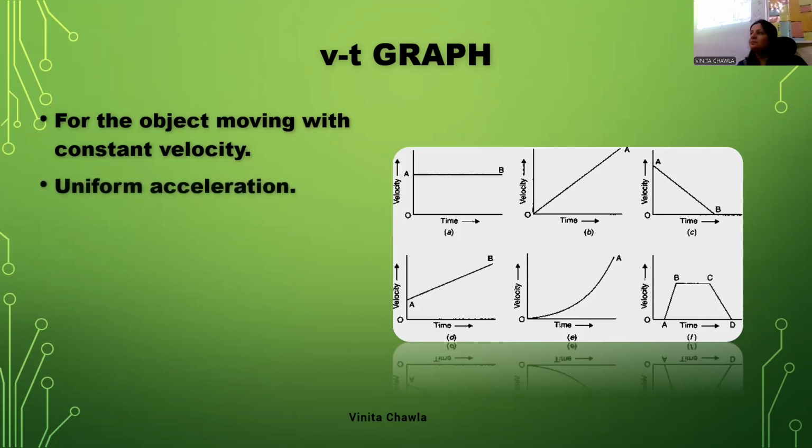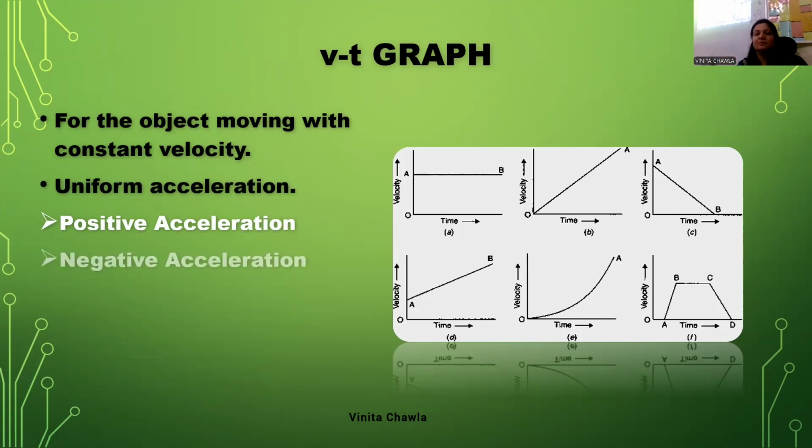Next, third: retardation, yes, it's uniform retardation. It's negative acceleration, we can say. B is positive acceleration and C is negative acceleration. Any doubt in these graphs? If you have even a little doubt in the first three graphs, you can ask me right now. Okay, now tell me about graph D.